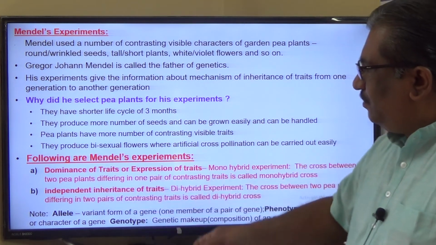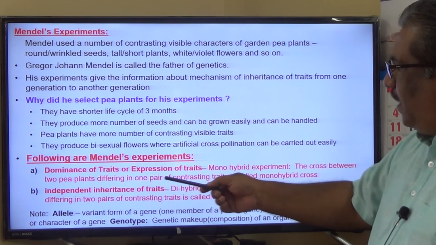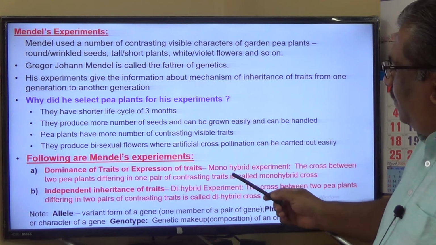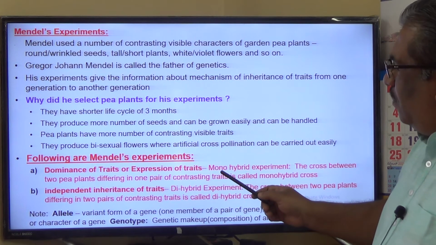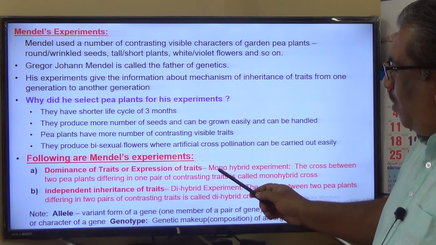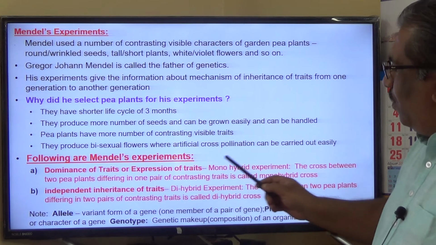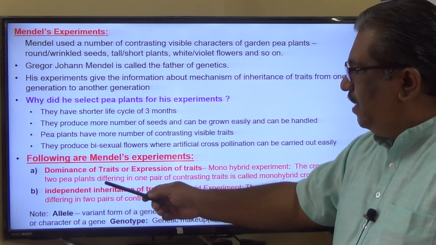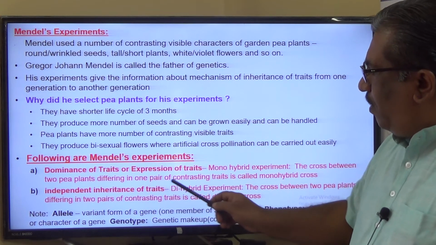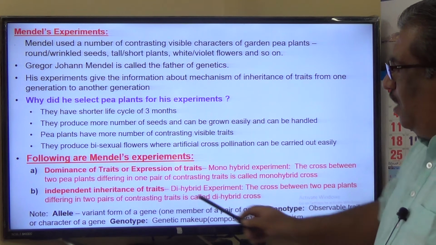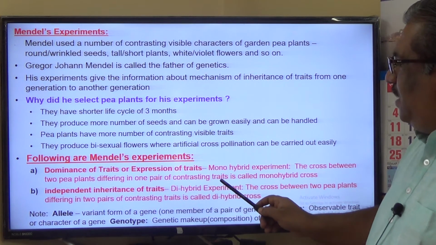And in the dominance of traits or expression of the traits, which is the monohybrid experiment, what is the meaning of this monohybrid experiment? Mono refers to single. So one pair of contrasting characters were compared in the monohybrid experiment. The cross between two pea plants differing in one pair of contrasting traits is called a monohybrid cross. One pair of contrasting traits.